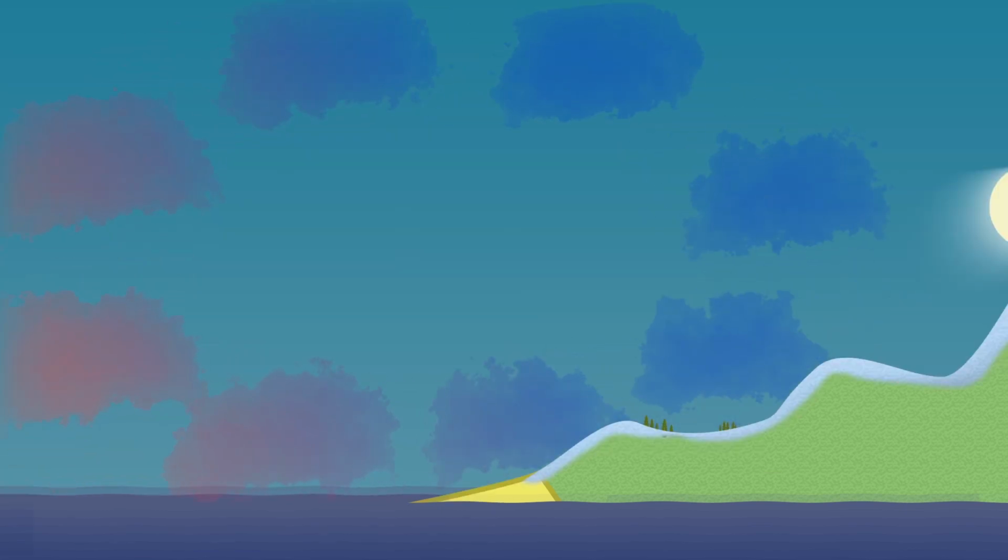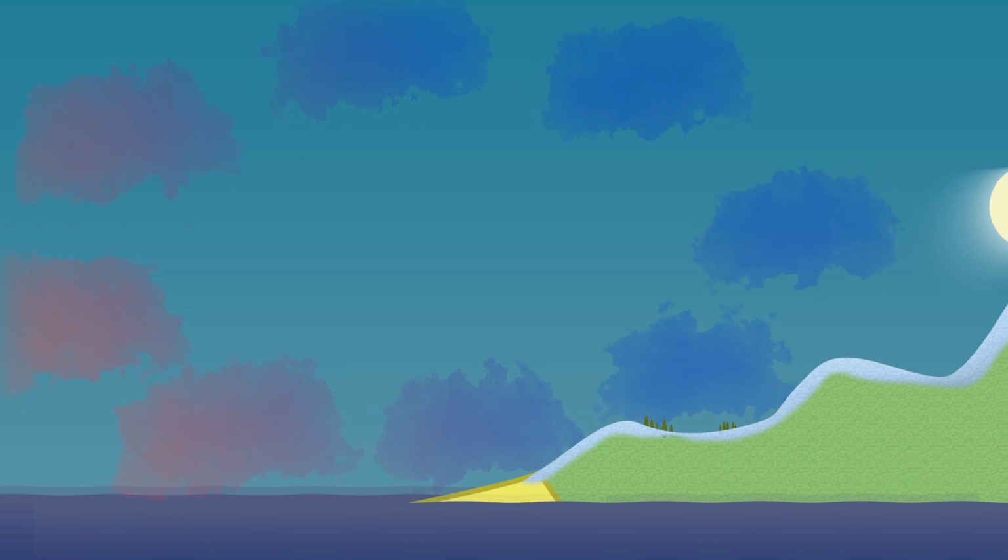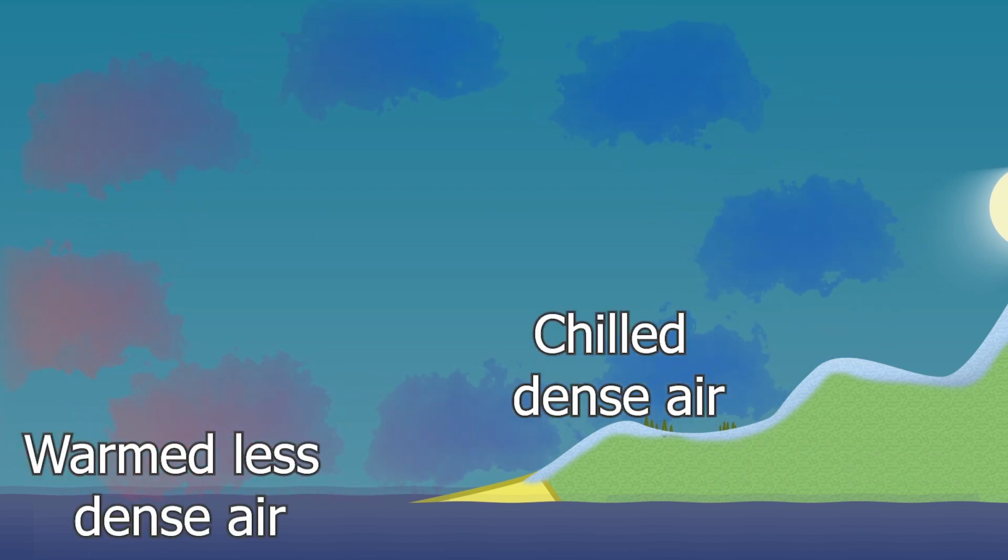A land breeze is the opposite effect. This happens when the land is cooler than the ocean. This can easily happen in winter. The deep ocean takes months to cool down, so retains its heat well into winter. The colder land air is denser and pushes under the warmer ocean air, creating a wind cycle like before.